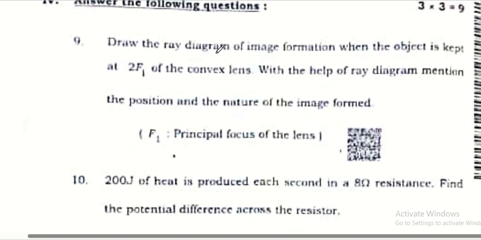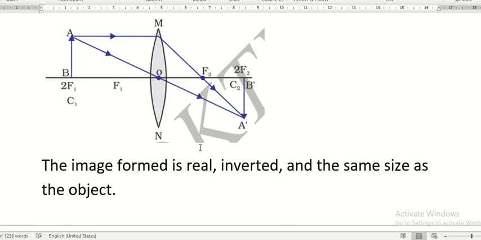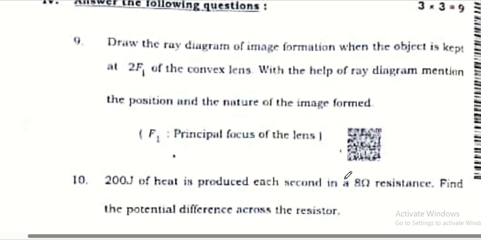Then draw a ray diagram of the image formation when the object is kept at 2F1 of the convex lens. With the help of the ray diagram, mention the position and nature of the image formed. So here the diagram is like this. If we put the object at this place, 2F1, the image is formed at the 2F2 position, and the image formed is real. This is the real image, and also it is inverted, and also the same size as the object. This is the nature of the image.